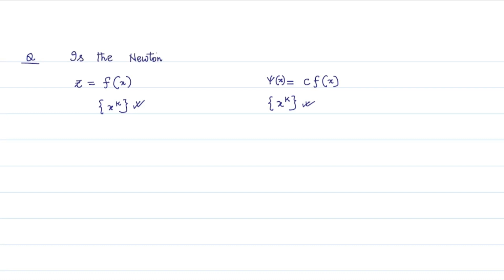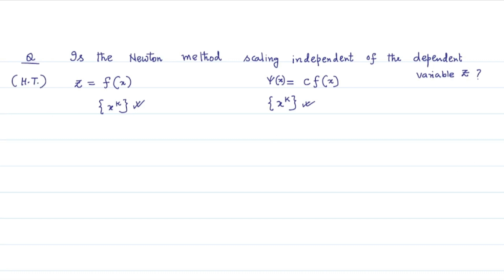We have seen that scaling of the variables x will not alter the sequence of iterates. Is this true for scaling of the objective function or the dependent variable z? I put this question as a home task because the answer to this question is a bit easy to identify. So I am keeping it as a home task, you please try to identify. Or precisely, you try to identify for which values of this constant c the Newton method is scaling independent of the dependent variable z.